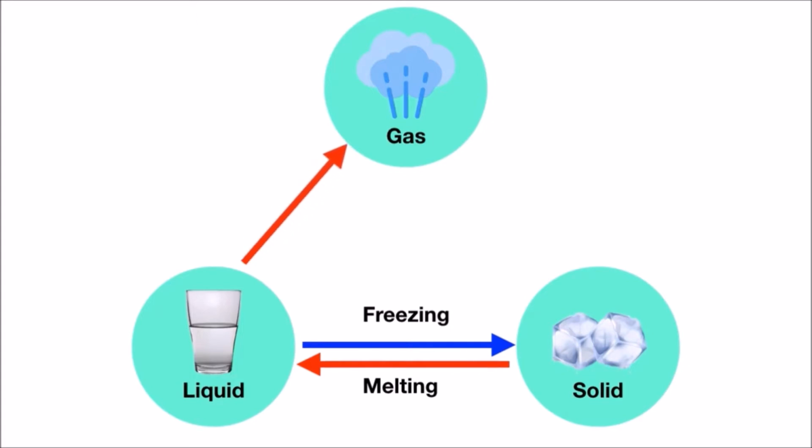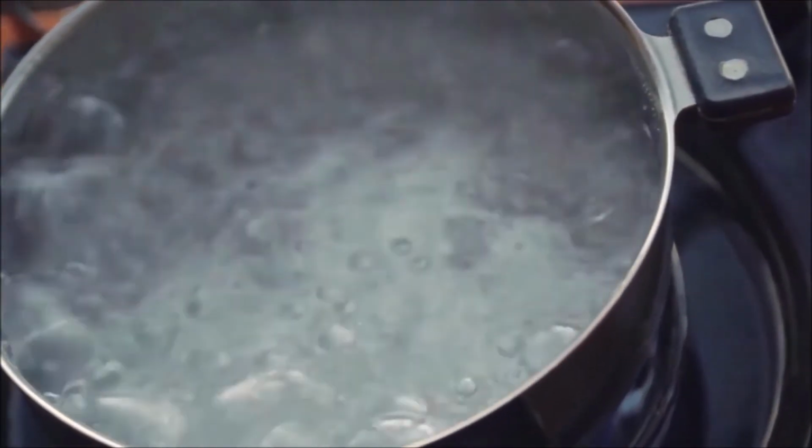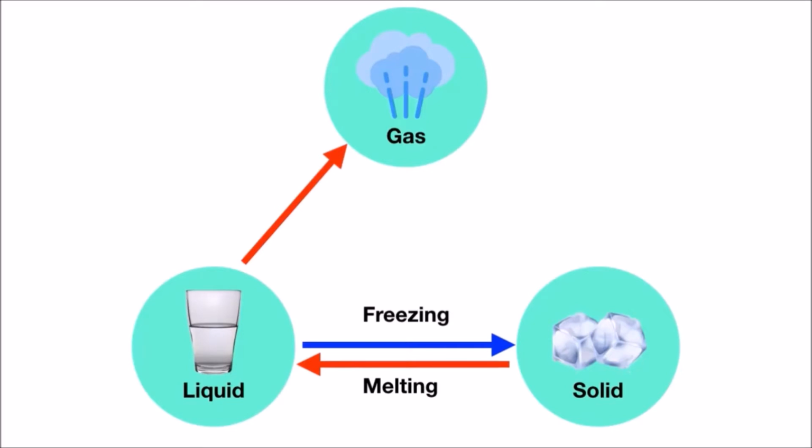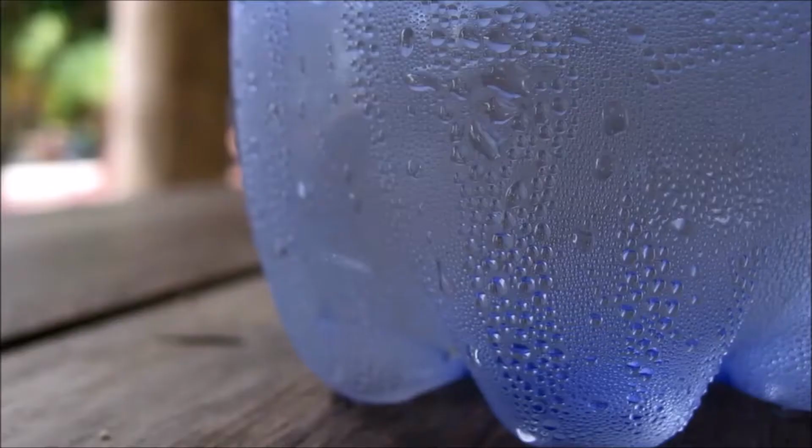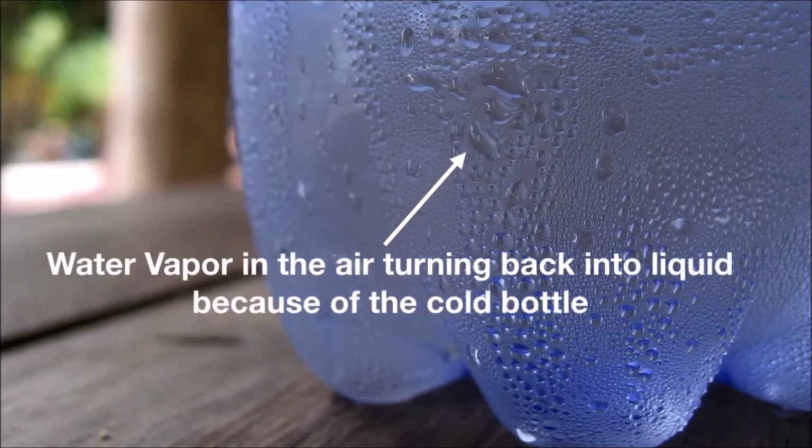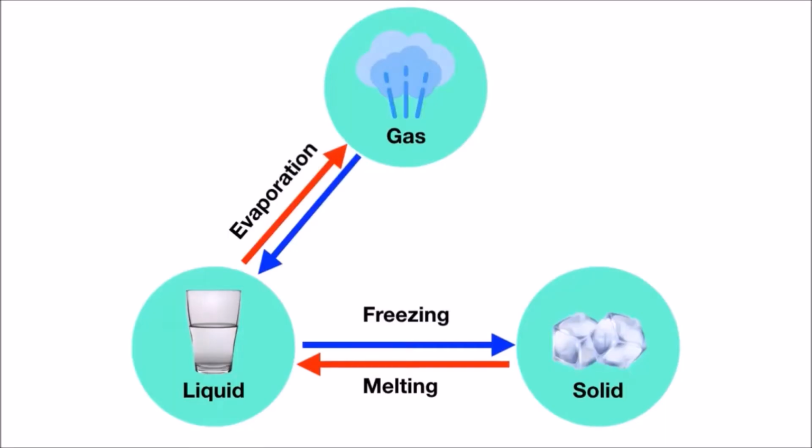If a liquid turns into a gas, like when you boil a pot of water, we say that the liquid is evaporating. This is an example of evaporation. There are also times when a gas will turn back into a liquid. If you've ever had a bottle of cold water, you see these little droplets of water form on the outside. This is happening because water vapor, or gas in the air, is turning back into a liquid because of the cold water inside of the bottle. We call this process, when a gas turns back into a liquid, condensation.